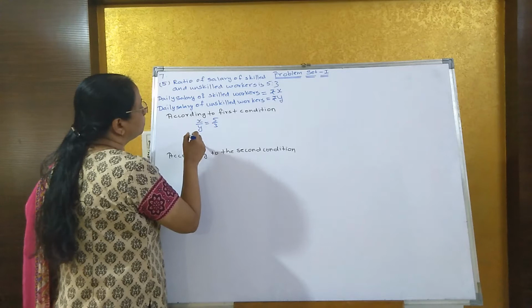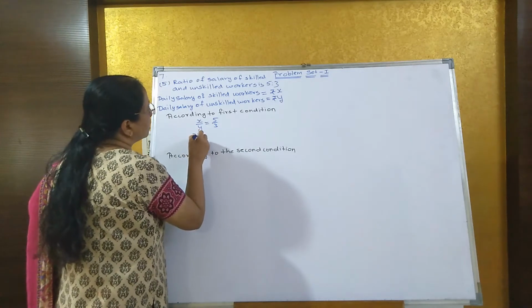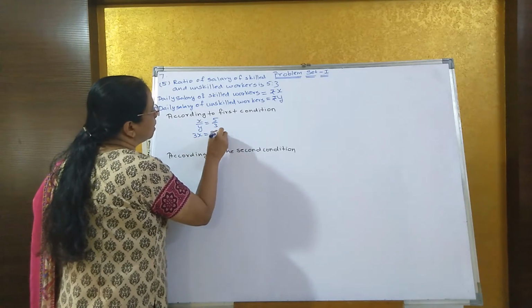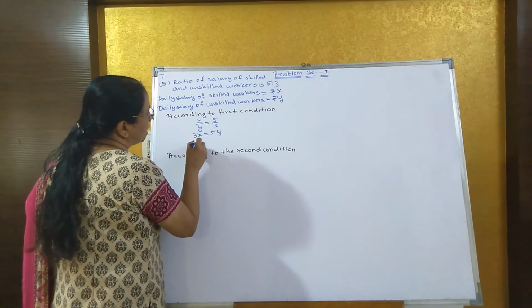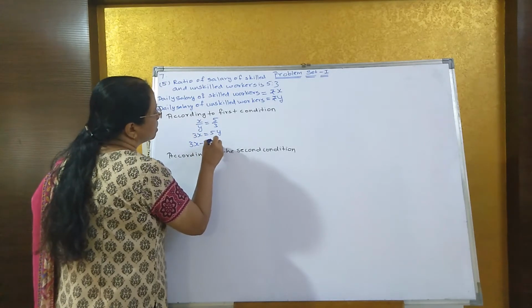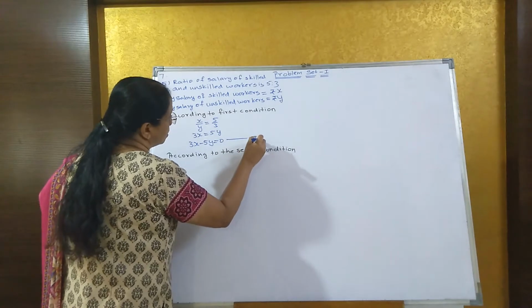Cross multiply. You will get 3x is equal to 5y. Bring the 5y on this side. 3x minus 5y is equal to 0. This is your first equation.